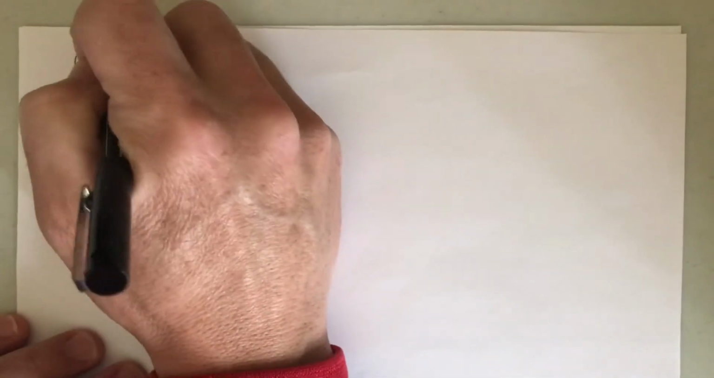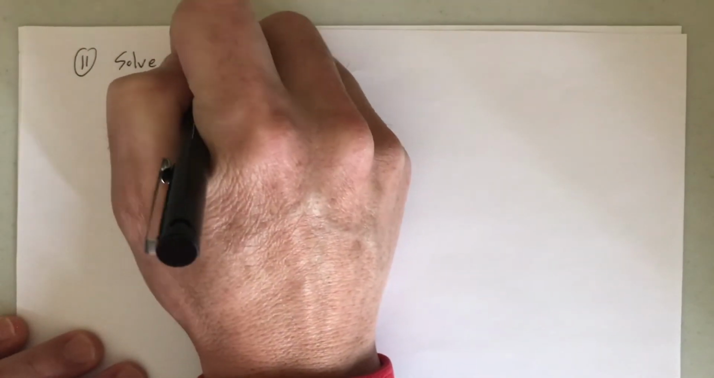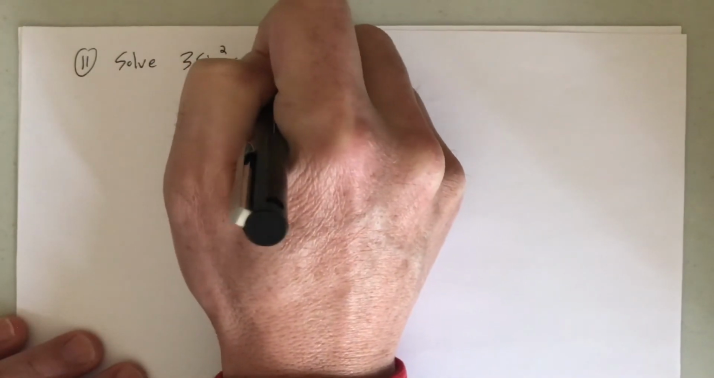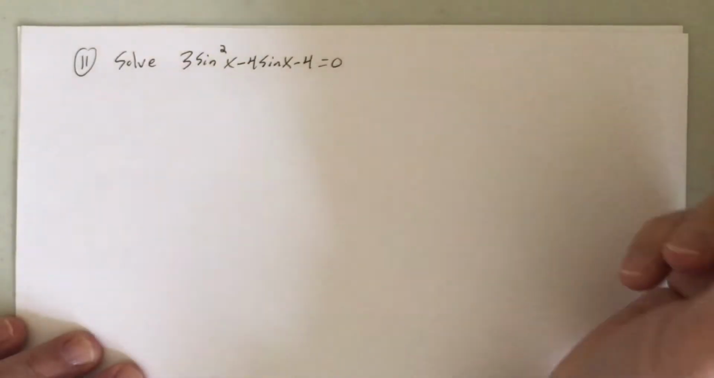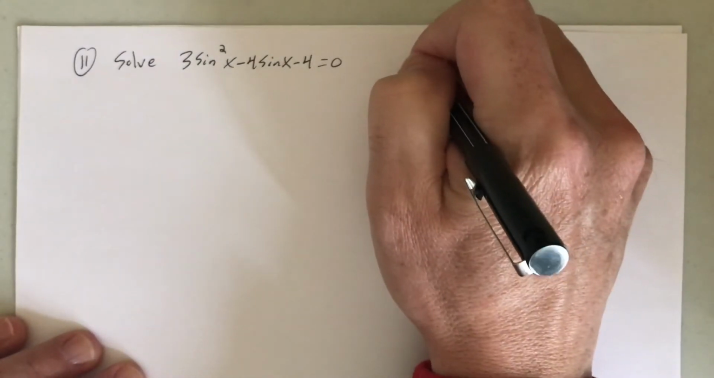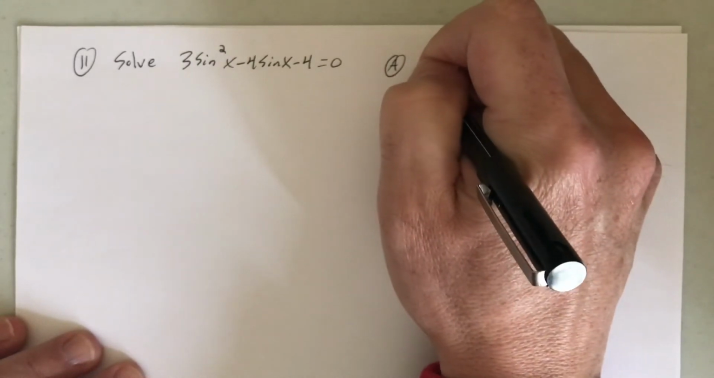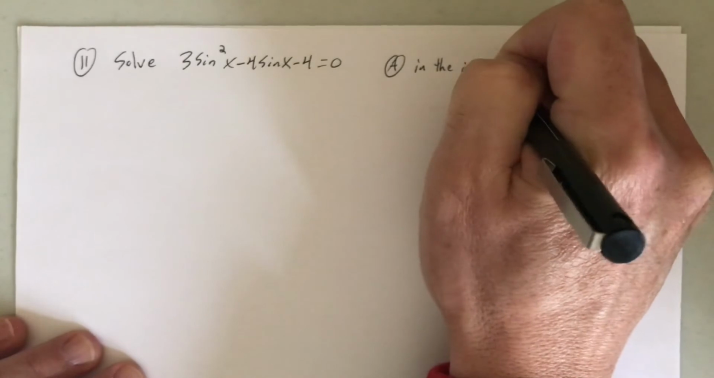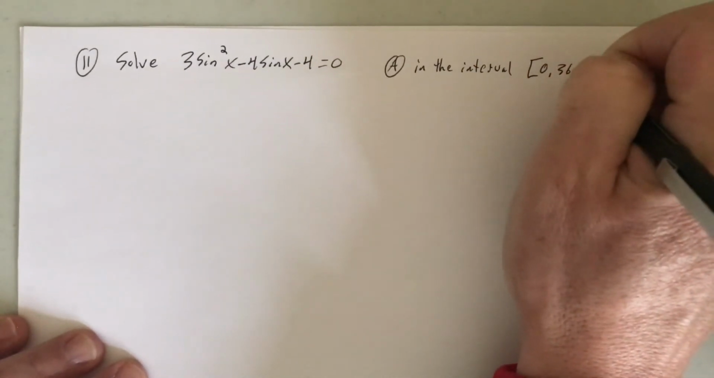All right, so 11, we're going to solve 3 sine squared x minus 4 sine x minus 4 is equal to 0. And we're going to do that in the interval, well, this is actually part A, from 0 to 360 degrees.